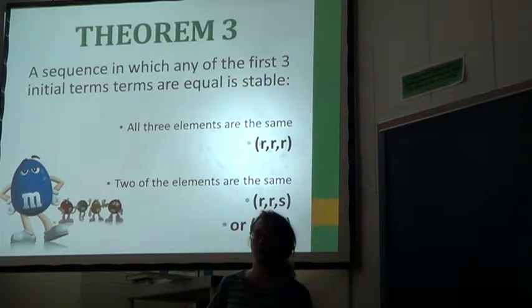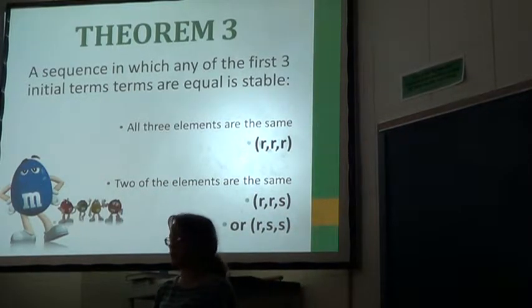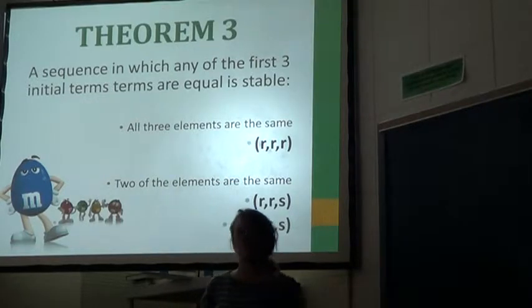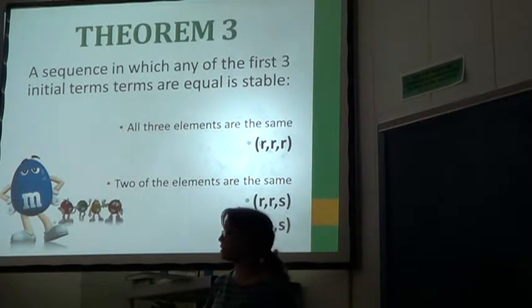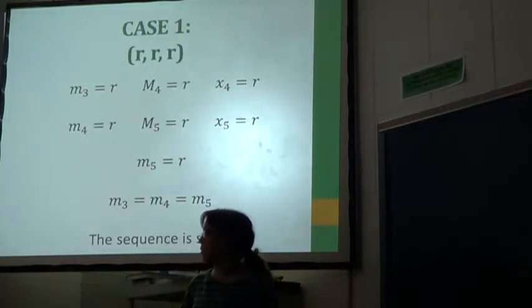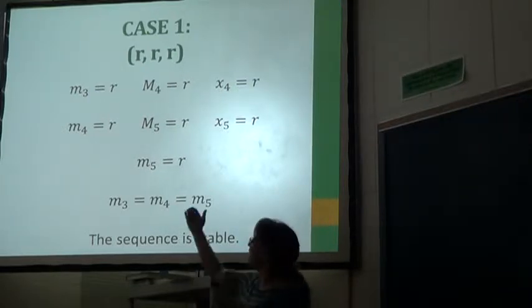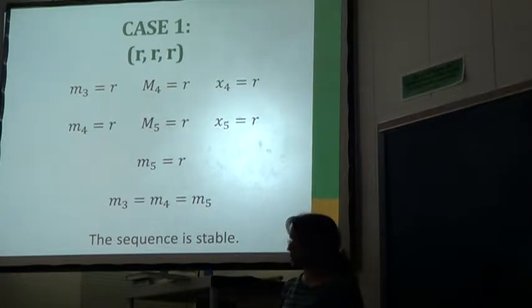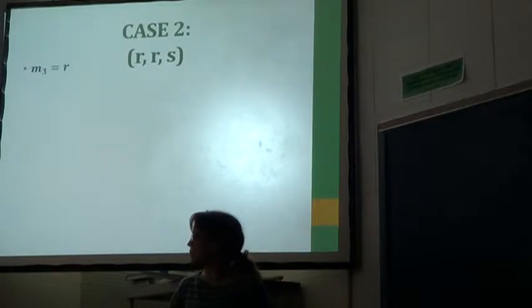Theorem 3. We're trying to narrow down what we know will stabilize and focus on what we don't know will stabilize. Any sequence in which any of the first 3 terms are equal will stabilize. Case 1 is when all 3 of them are equal, and it's relatively obvious that it will always be R. The sequence will be nothing except R. The sequence is stable.